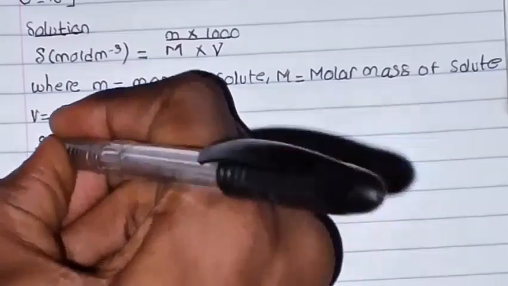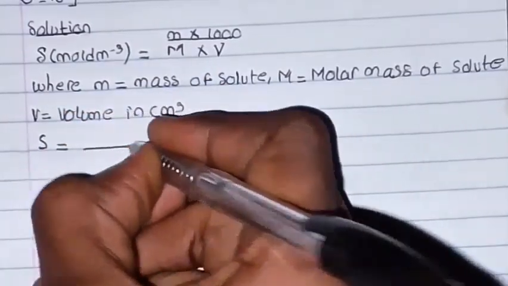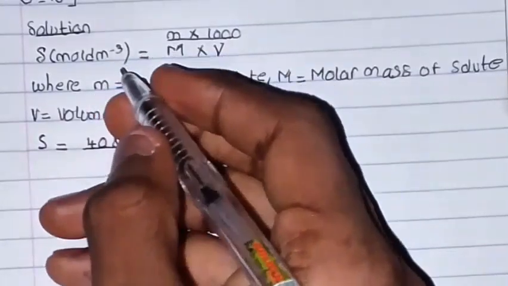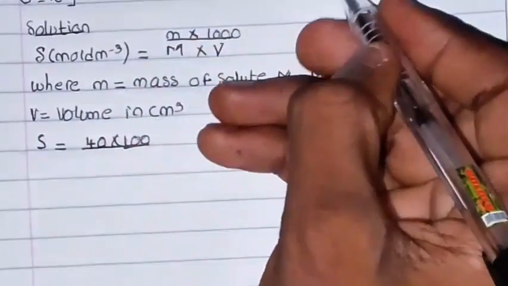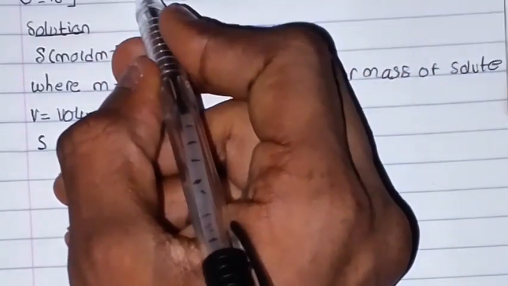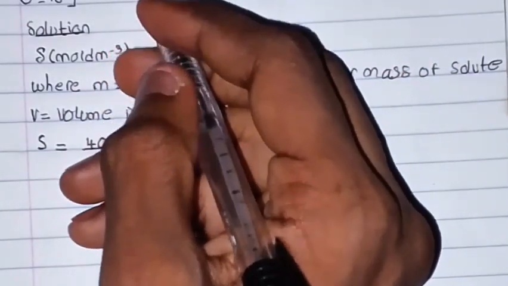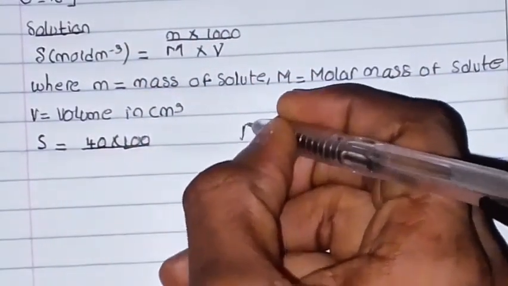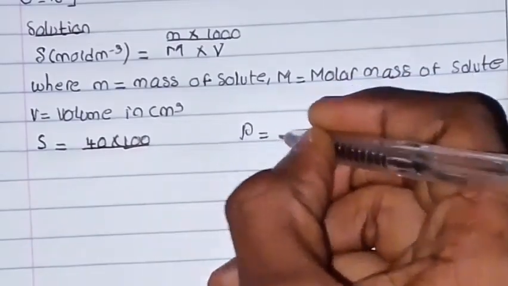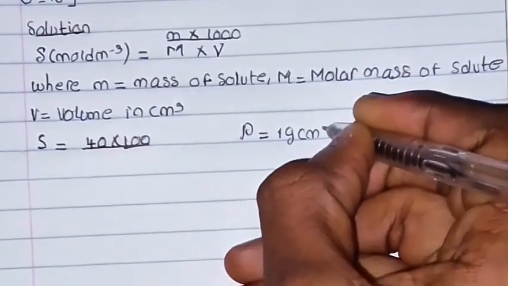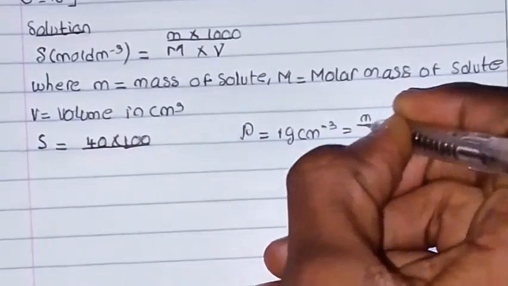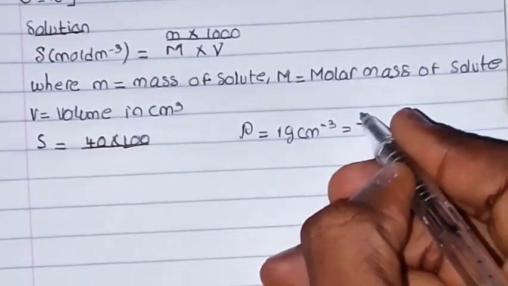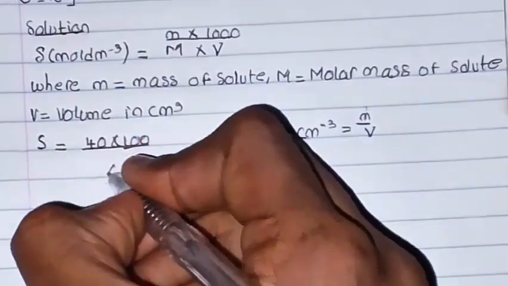So solubility will be equal to, mass was given in the question as 40, times 1000. We weren't given molar mass, but we're given volume as 100 gram of water. Now the density of water is 1 gram per cm cube. Let me write it somewhere. Density of water, represented as rho, is equal to 1 gram per cm cube, which is equal to mass over volume. They gave us the mass of 100, so to get my volume in cm cube, it will be 100 divided by 1, which remains 100.